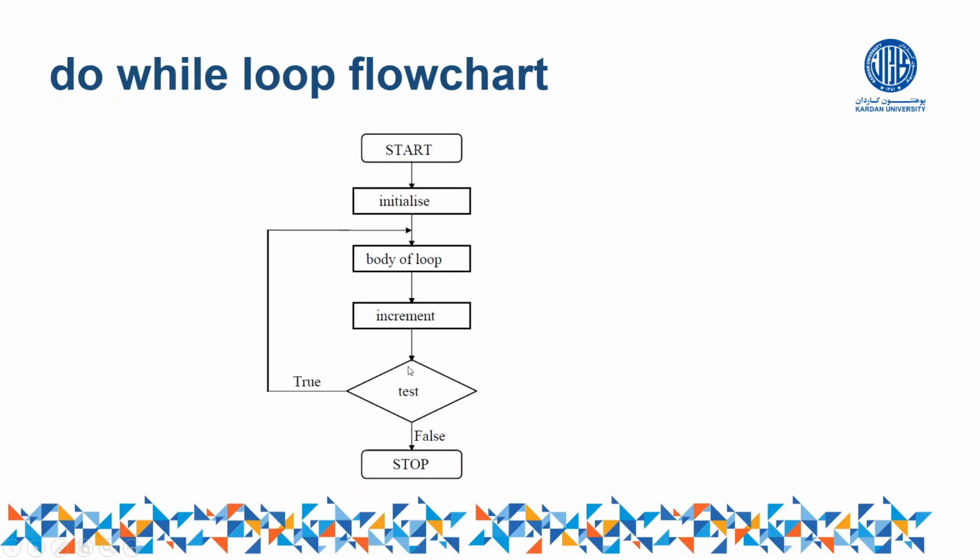So it checks the condition. If the condition is true, it is going to execute the body of the loop one more time, and then increment. Again it is going to check the condition. If the condition is still true, this process continues until the condition is false. When the condition is false, the loop terminates. So this is how the do while loop works.